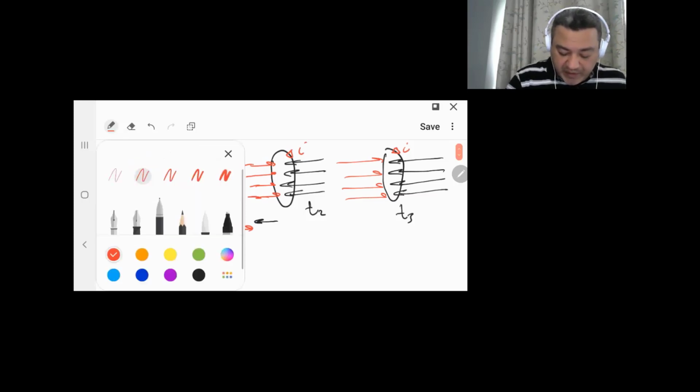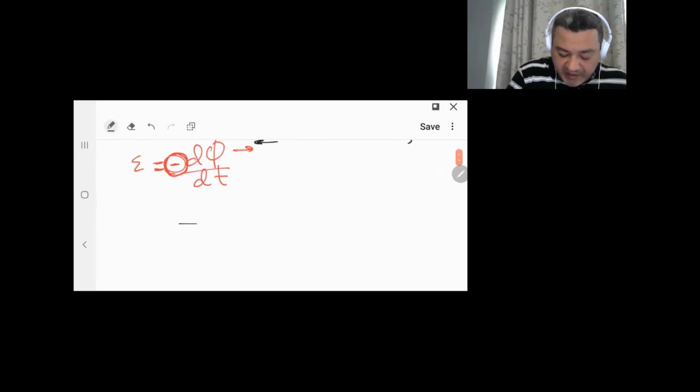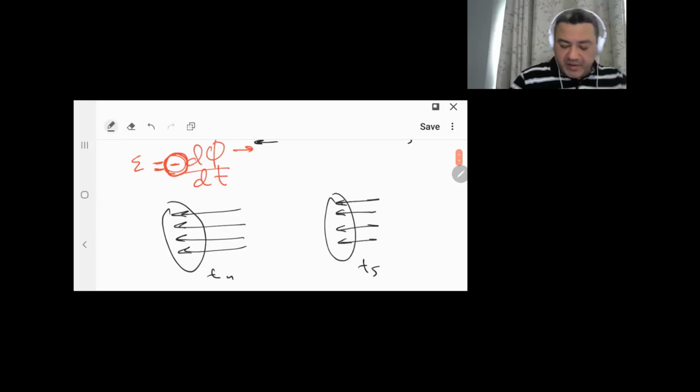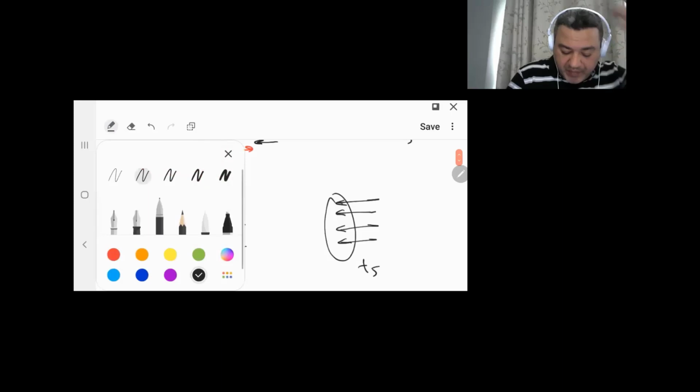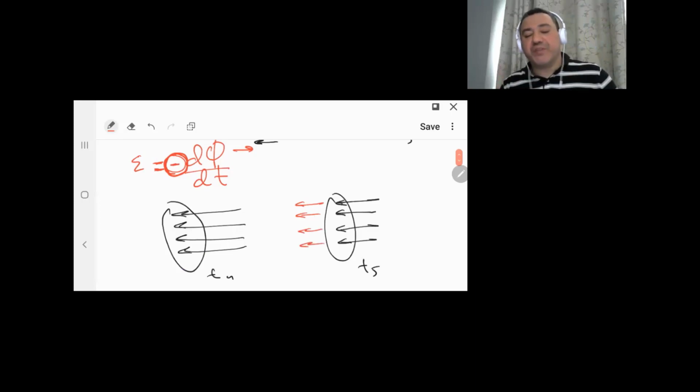Now, once the magnetic field reaches its maximum, let's say now the magnetic field has reached its maximum, and now at T4, at T5, the magnetic field starts to decrease. If the magnetic field starts to decrease, now we have another magnetic field that will start to go in this direction, trying to compensate for this decrease.